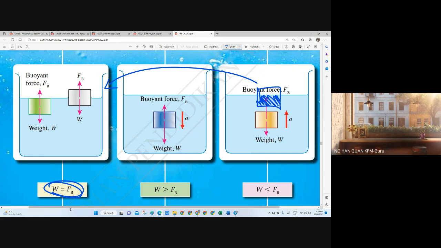You float higher, so you don't need that much volume. You don't need to displace that much water in seawater to support you and give you your buoyant force. The statement that denser water can gain more buoyant force is based on what? It's based on the same volume being immersed.